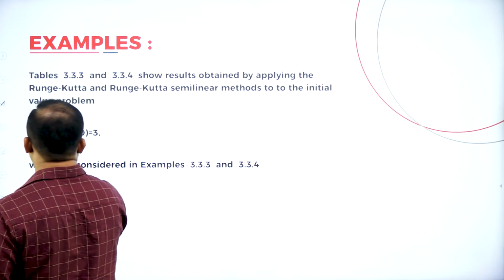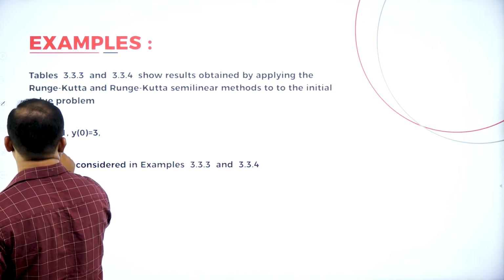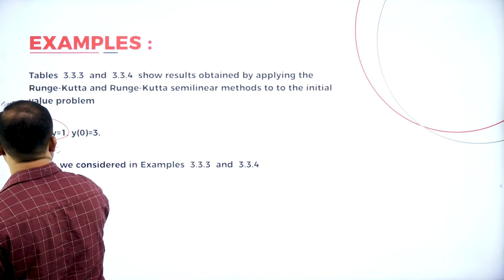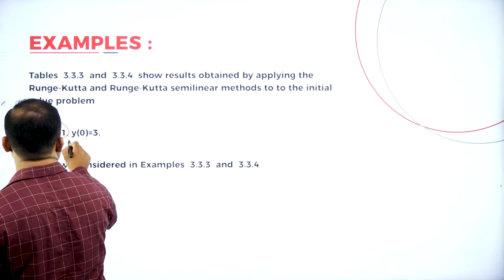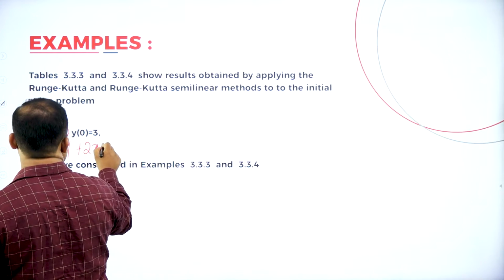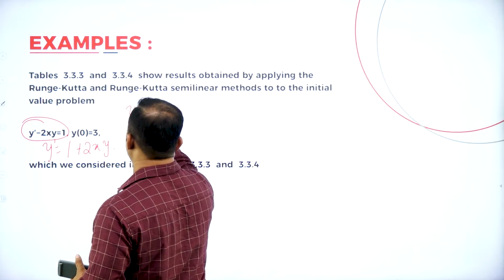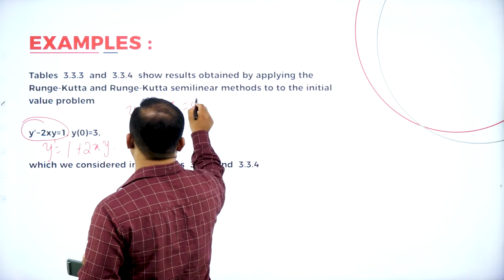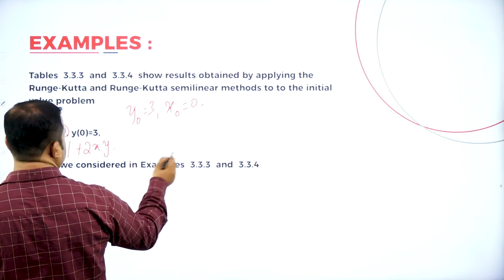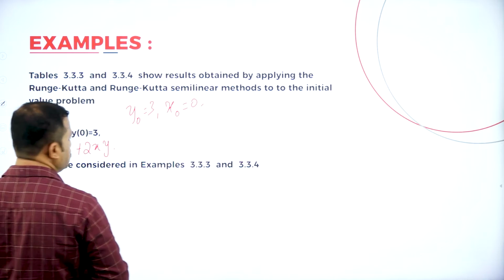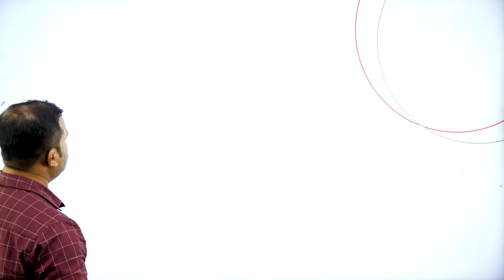So we have y dash is equal to, if I simplify this equation, what happens? y dash is equal to 1 plus 2xy. Then y0 is equal to 3. We have x0 is equal to 0 here, which will be considered in the examples. That is, in the table, we have this.